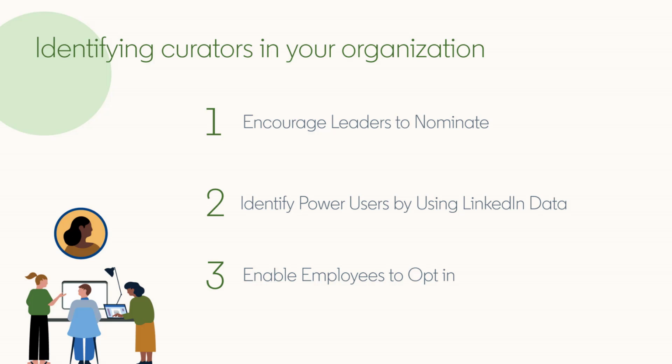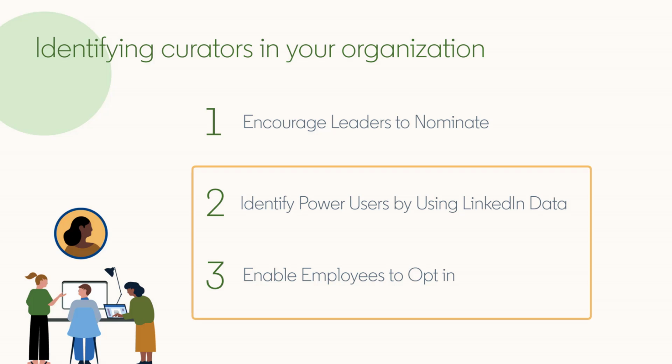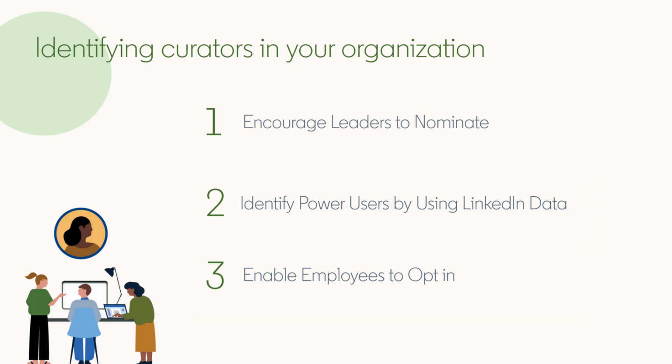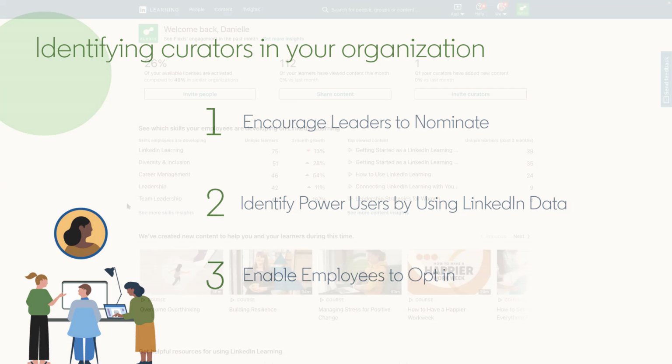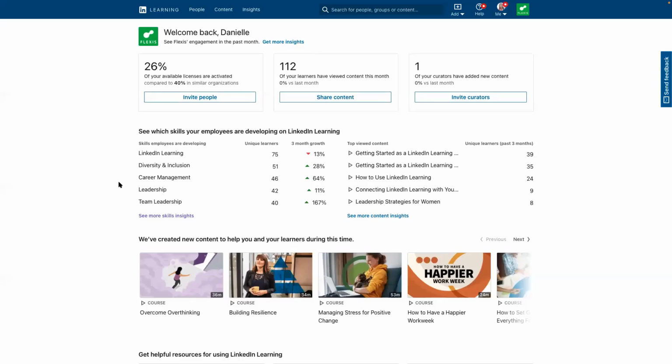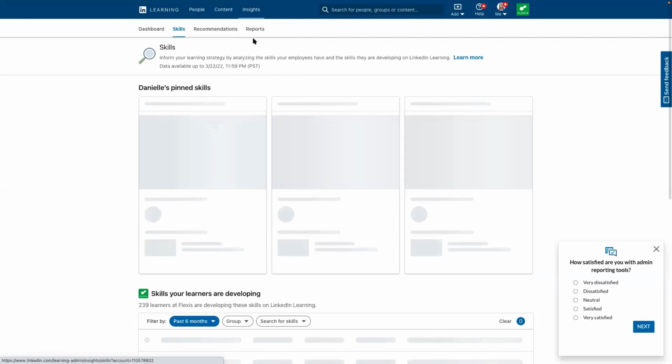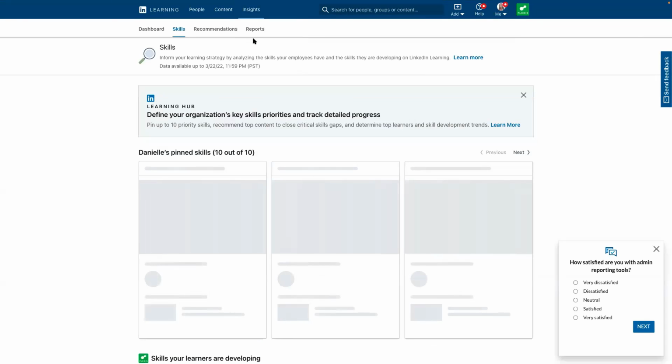Now, I'm going to spend a little bit of time on the last 2 options here and show you how you might do that. I'm going to click across now to the LinkedIn Learning admin homepage. And I'm going to show you how you can use skills, insights, and the reporting available to identify power users. The first piece here is you hover over the Insights tab and jump straight to the skills section.